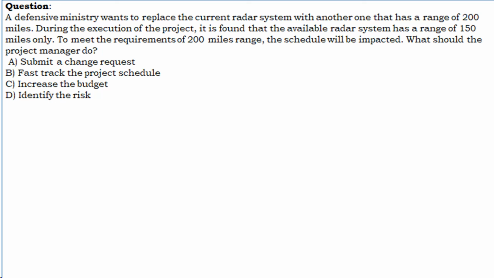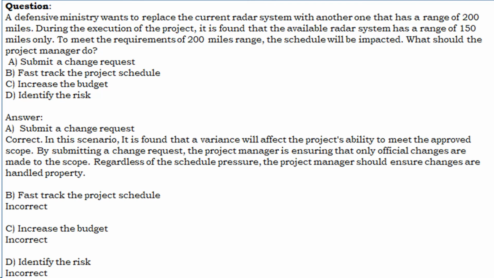A. Submit a change request. Correct. In this scenario, it is found that a variance will affect the project's ability to meet the approved scope. By submitting a change request, the project manager is ensuring that only official changes are made to the scope. Regardless of the schedule pressure, the project manager should ensure changes are handled properly. B. Fast-track the project schedule. Incorrect. C. Increase the budget. Incorrect. D. Identify the risk. Incorrect.